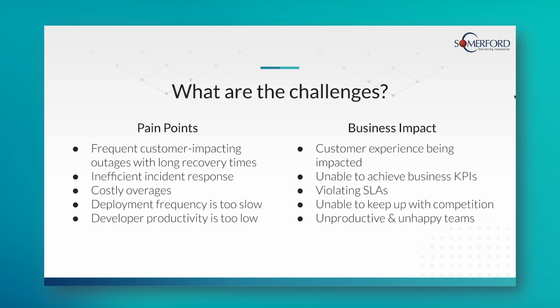Other pain points, overages, okay, overutilization of your infrastructure. One of the benefits of cloud infrastructure is savings of cost, but it can go the other way too. If you've got environments that are not running efficiently, they can chew up resources. If your deployment frequency is too slow and developer productivity isn't good, then the impact of that is you're not going to be able to keep up with competition, and you'll have an unproductive and unhappy team. Developers are now a key asset to any business. If they're unproductive and unhappy, you may start to lose them, and that then makes the situation even worse.